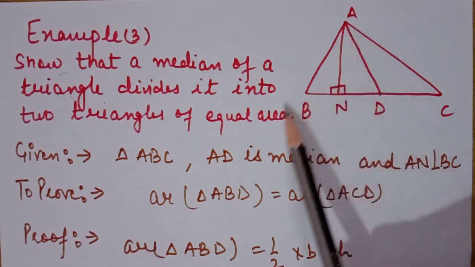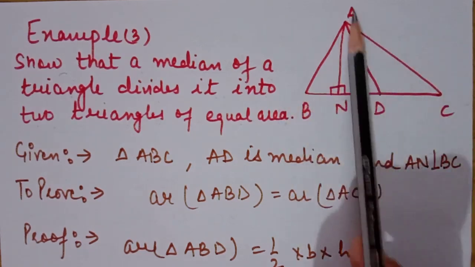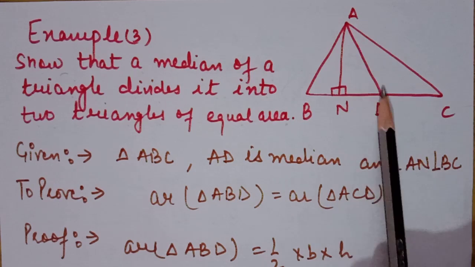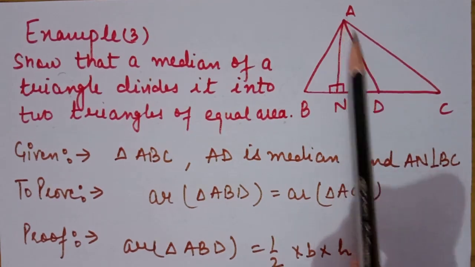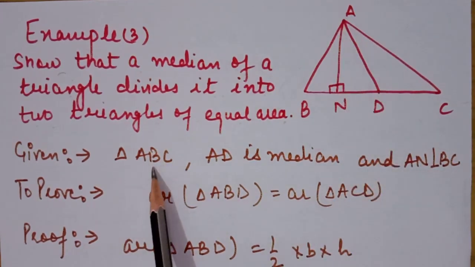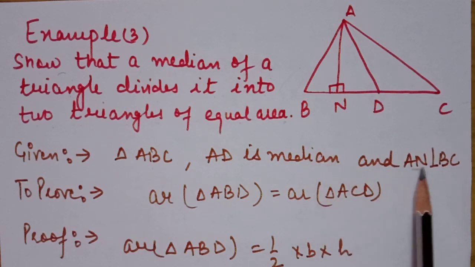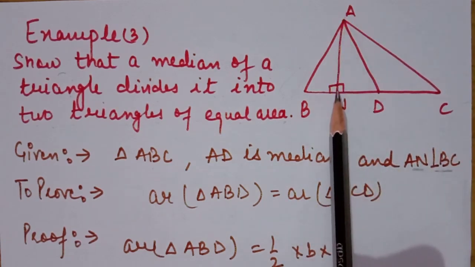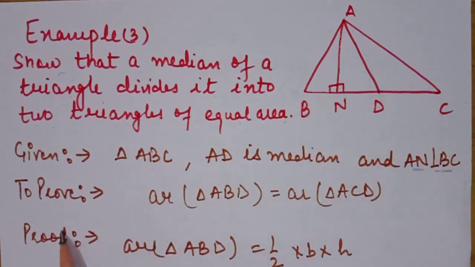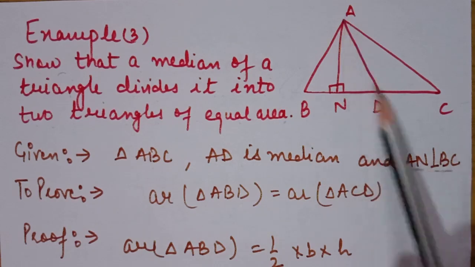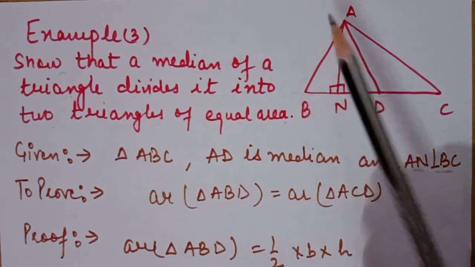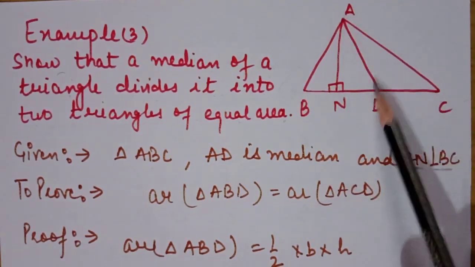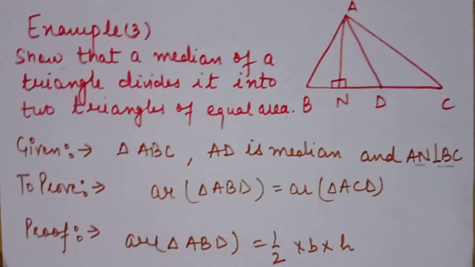So first of all, we will draw a diagram, a triangle ABC. This is the median, AD is median, and AN is perpendicular on BC. By construction you can draw a perpendicular on BC. So students, we have to prove that area of triangle ABD, because this is your median, is equal to area of triangle ACD. We have to prove this.